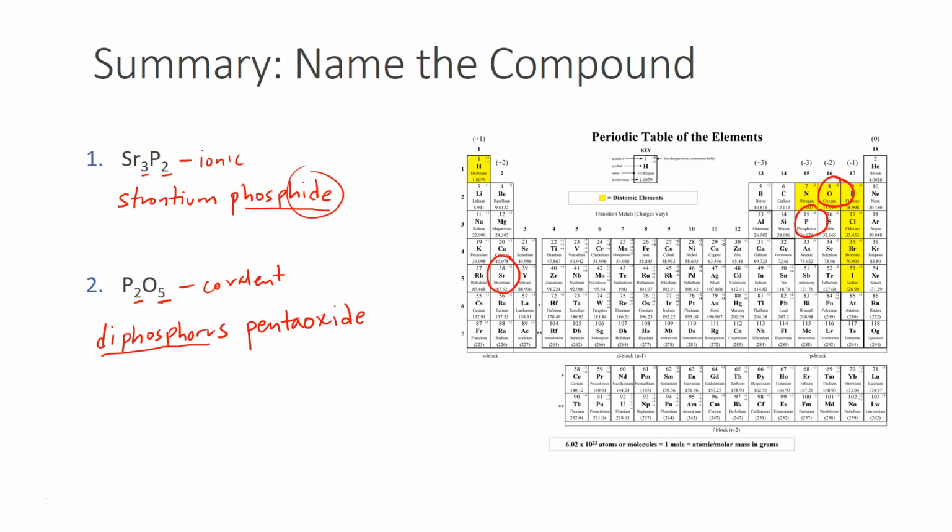Hopefully this gave you a good overview of the difference between ionic compounds and covalent compounds, and you have a better sense of how to name compounds and write formulas.